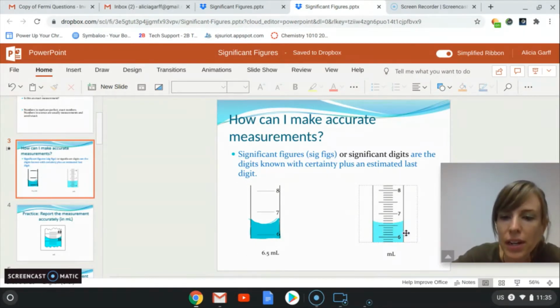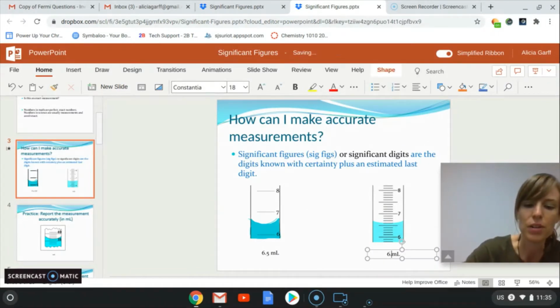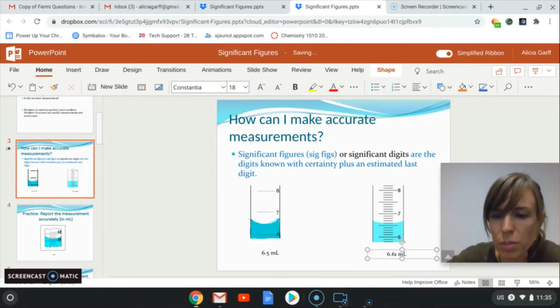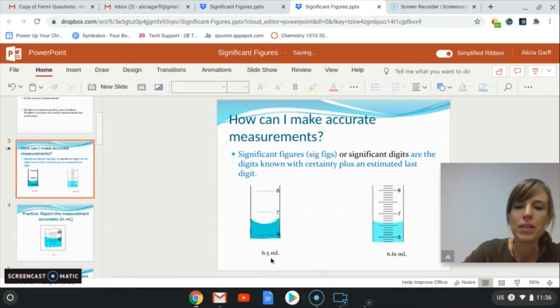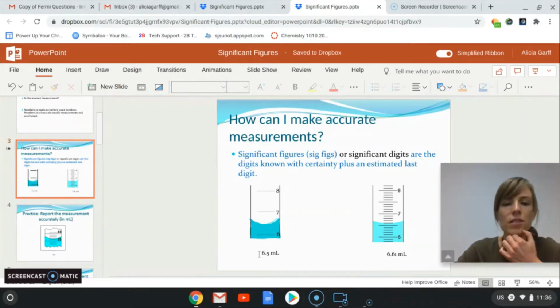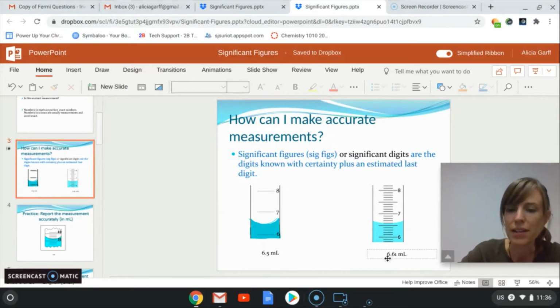Now this cylinder over here has more markings. So there are more digits where I'm certain. So I'm certain it's between 6 and 7, and I'm certain that it's 6.6 something because you can see the water is right on that 6.6 line. So I'm going to do 6.6, and then I get one more digit that I'm uncertain of. So I'm going to guess that it's maybe 6.61 because it looks like it could be a little bit above the 6.6 line. Because this one is more precise, I get to add that extra digit: 6.61. Okay, let's look at another example.